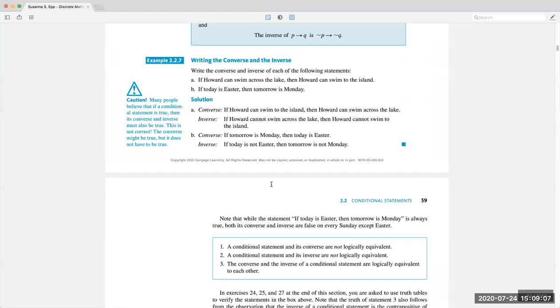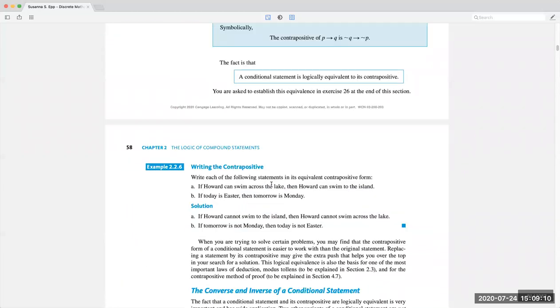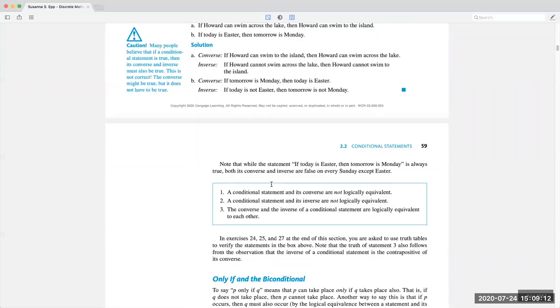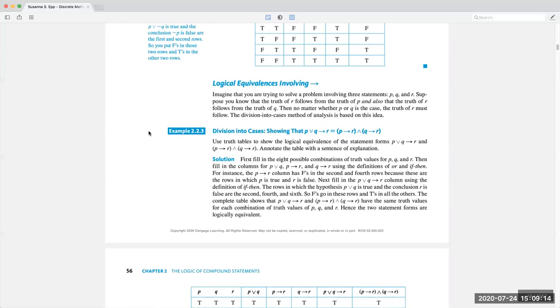Let me see which one. Where is it? Where is it? Oh, yeah, okay.